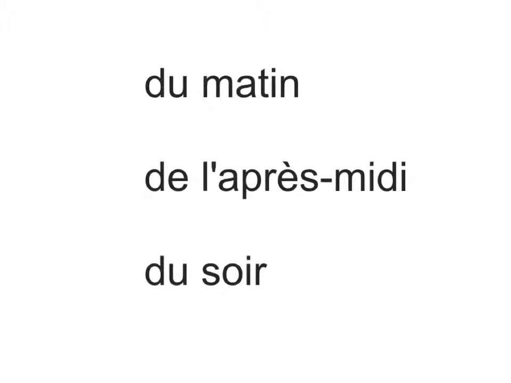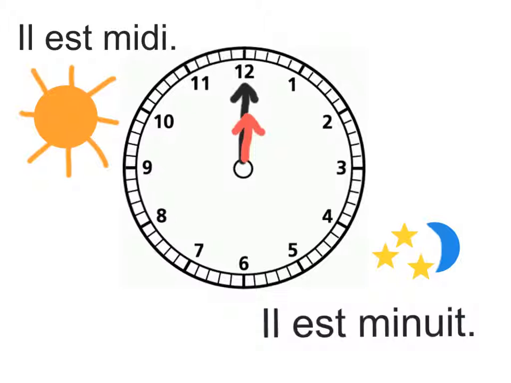The last bit of information that you need from this video is how to say noon and midnight. So if you're saying that it's noon, you would say il est midi. We saw this in the word après-midi, afternoon. This is the word for noon. Il est midi. If you're saying that it's midnight, il est minuit.